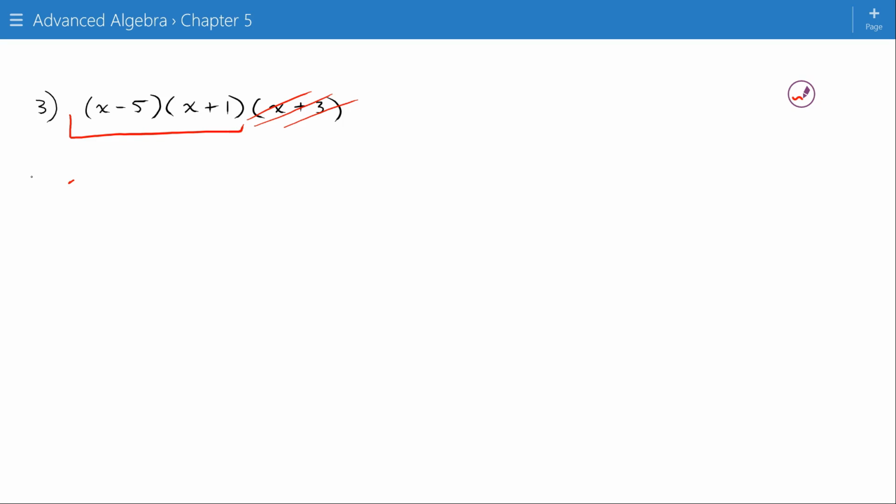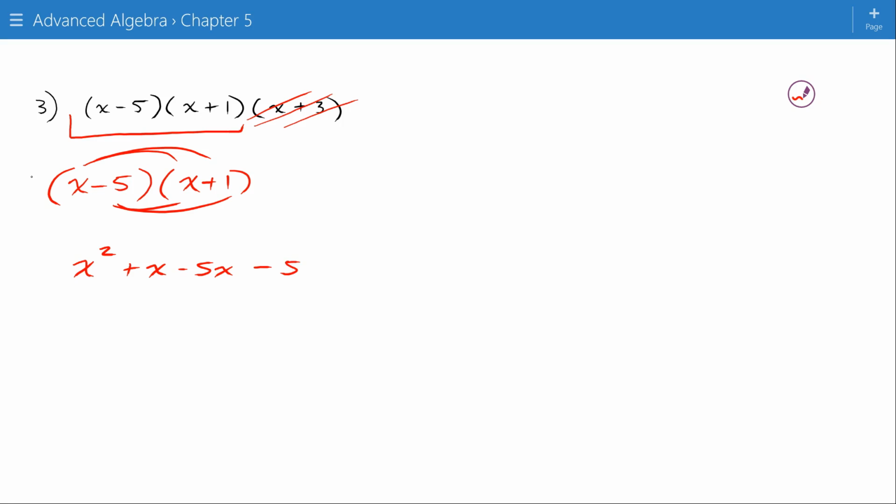So for right now, if I just had x minus 5 and x plus 1, we're going to distribute everything in the x minus 5, so both the x and the negative 5, to both the terms in the second one. That would leave us with x squared plus x minus 5x and minus 5. Really we just distributed, right? You guys might think of that as foiling, but you're just distributing.